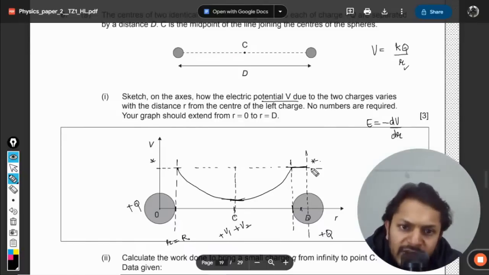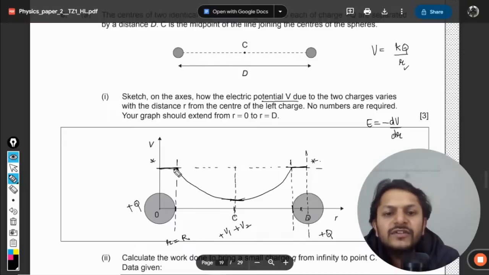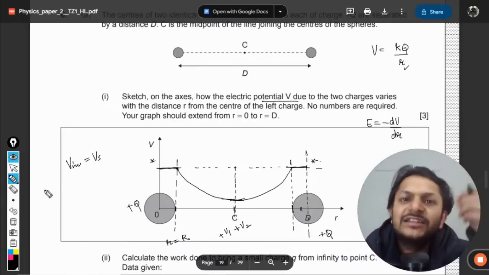So there will be no potential difference here. Similarly, this is going to be a constant value here. So even this is going to be a horizontal line because the potential inside a conductor is always equal to the potential at the surface.